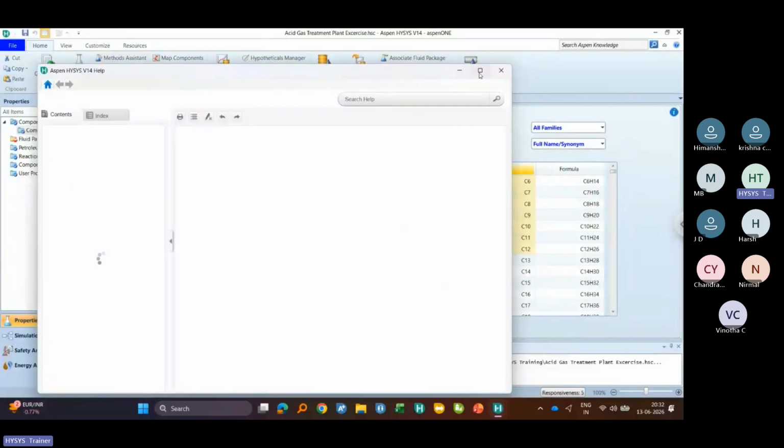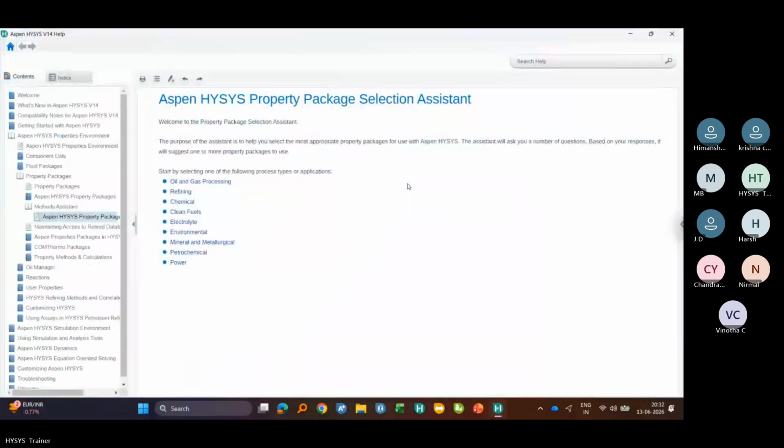and a help window will appear in front of me. Now I will see which of these categories my process falls under: oil and gas processing, refining, chemical, clean fuels, electrolyte, environmental, mineral, metallurgical, petrochemical, or power. Our process falls under the first category, that is oil and gas processing. So let's click on that.